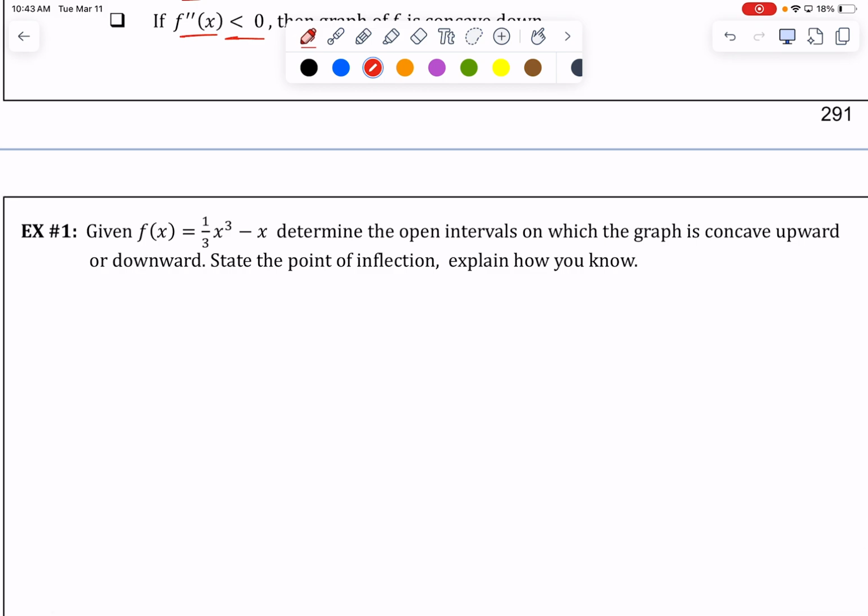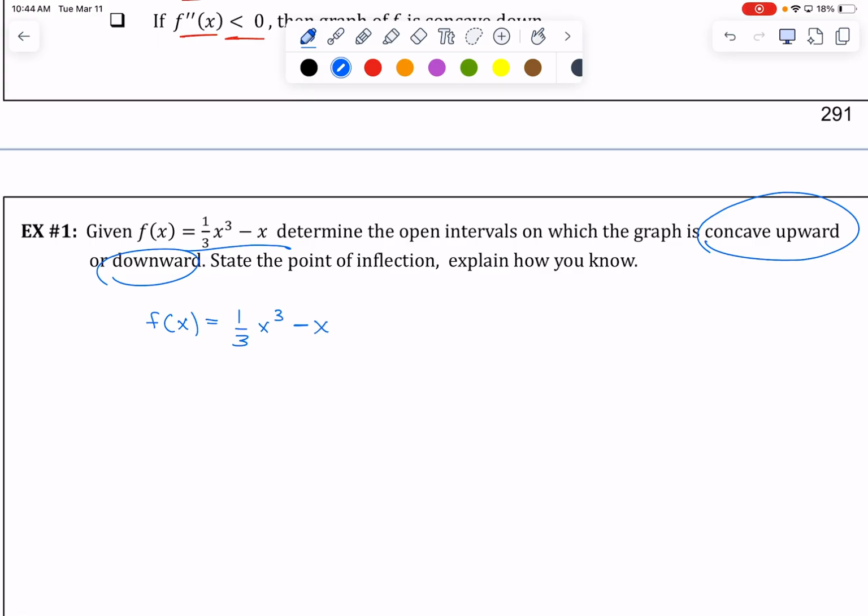Example 1. I'm going to try and do 2. I don't know if I'll get to it. I'm probably only going to get 1. All right, here we go. We're just going to skip the increasing and decreasing and go right to, all I want to know is where it's concave up and down. So concave up and down, how many derivatives do you got to go down? You got to go down two derivatives. I'll race you there. I'm going to actually rewrite the original function to give you a head start.